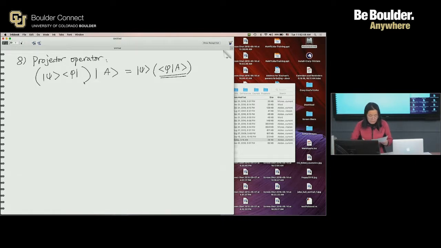If we let psi be a normalized ket vector, normalized means this, okay? The operator P_phi is defined as this, okay? Instead of two different vectors, it's the same vector, but one is ket, one is bra. So it's a projector operator that projects any arbitrary ket vector onto the ket vector.